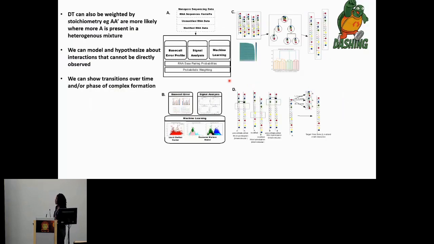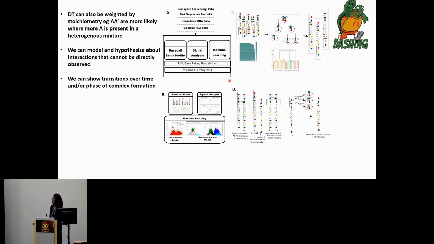So overall, this is what the pipeline looks like right now. And here's a cartoon turtle. Dashing turtle can also be weighted by stoichiometry. So we can say that, for instance, in our samples, there are more SEN molecules present, and so certain interactions are more likely to happen with SEN in certain instances.